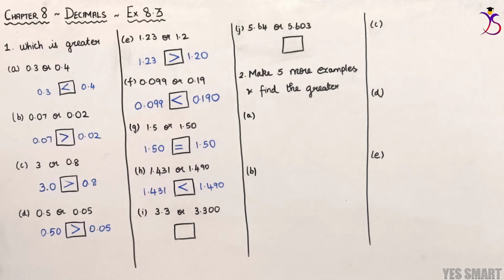Now moving to the I subdivision, 3.3, here 3.300. In order to make it a like decimal, we need to add 2 zeros to the decimal part. Therefore, now we have 3 digits in the decimal part on both the values. Now let's compare. Whole part 3 is equal to 3. Next decimal part 3 is also equal to 3. Then 0 is equal to 0. Again 0 is equal to 0. Therefore, both the values are equal.